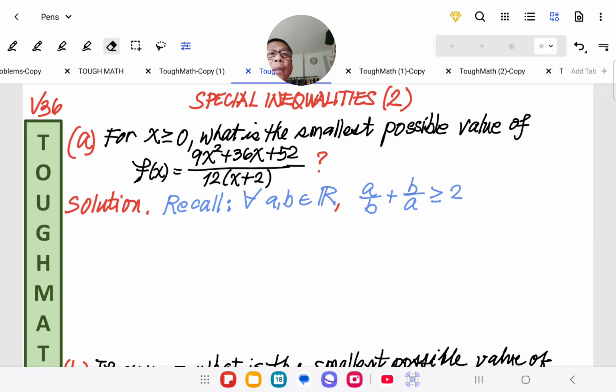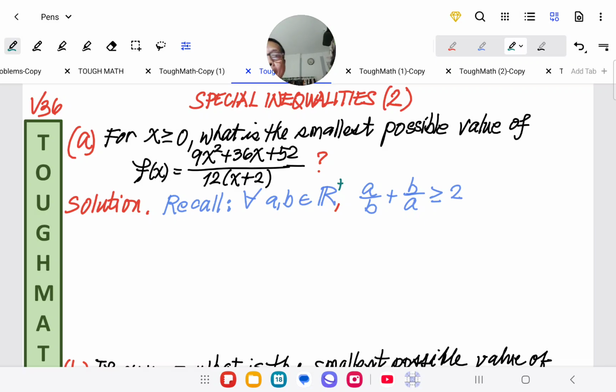Okay, so recall that for any two positive real numbers, a over b plus b over a is at least 2. Or we can also say it in another way. We can say that the sum of a number and its reciprocal is at least 2.